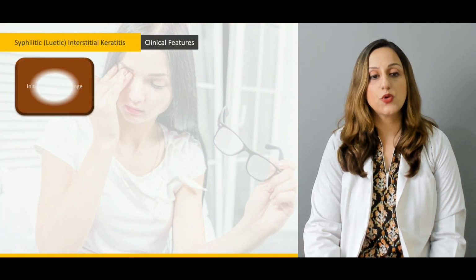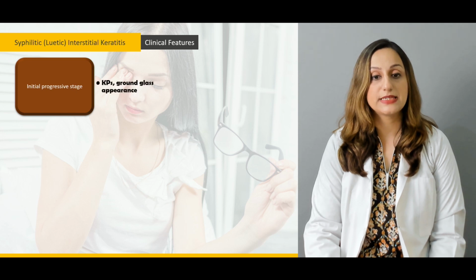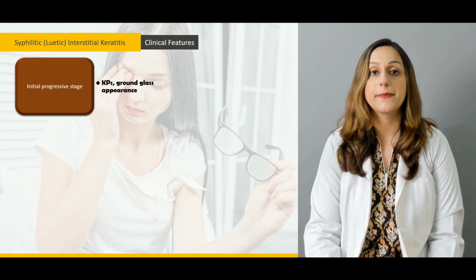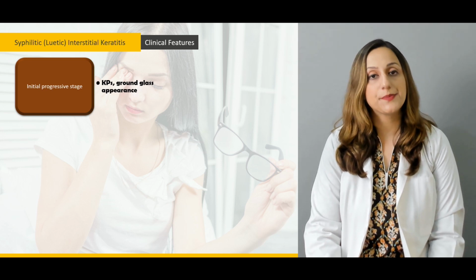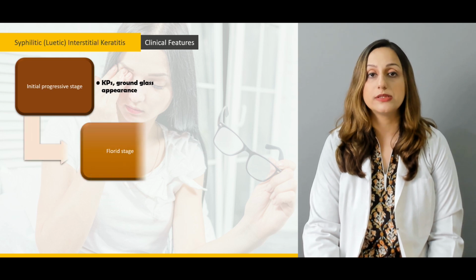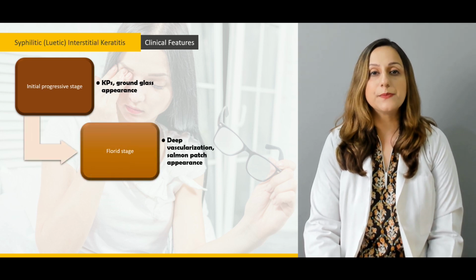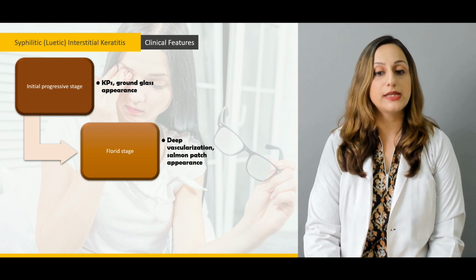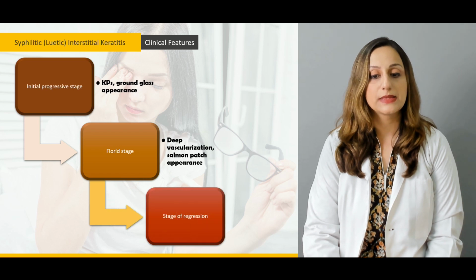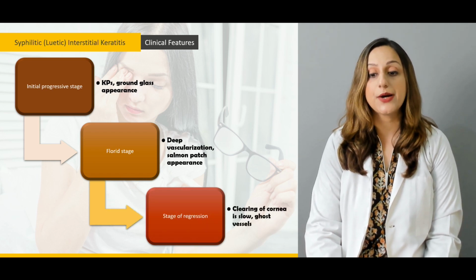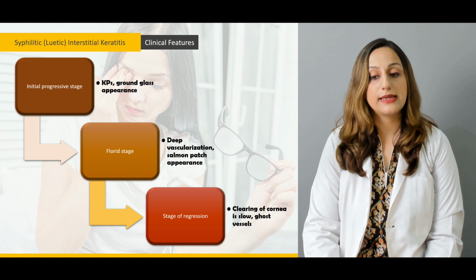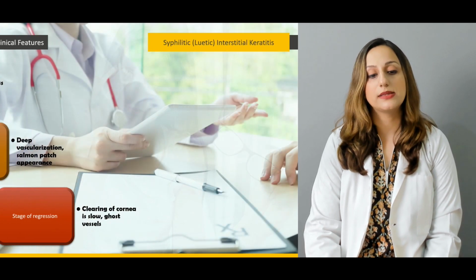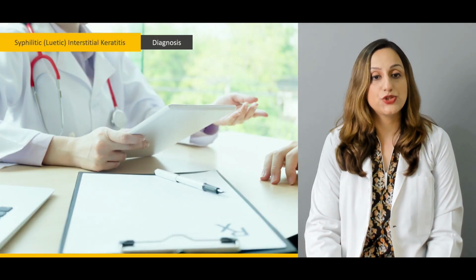The clinical features over here would be the initial progressive stage, characterized by the KP spots and the ground glass appearance, an appearance that is appreciated moreover on slit lamp examination. Then we have a complete florid stage, characterized by deep vascularization and the salmon patch appearance. The stage of regression is sometimes noted, characterized by ghost vessels, and the clearing of the cornea is also quite slow in this regressive stage.